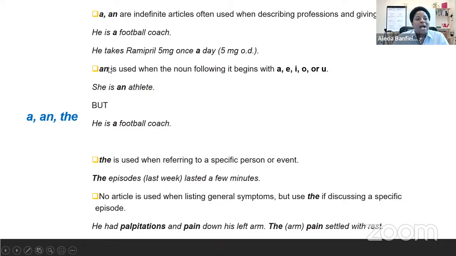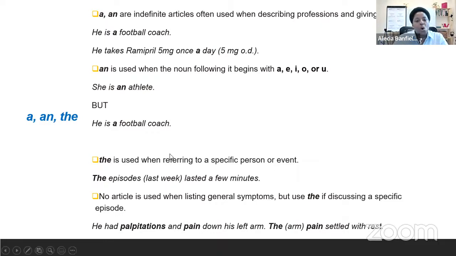Now, an is used just like a, but when the noun following it begins with a, e, i, o, or u, what we call vowels. So she is an athlete, but he is a football coach, depending on your accent. The is used when referring to a specific person, a specific thing, a specific event. So the episodes, meaning the specific episodes last week, lasted a few minutes.